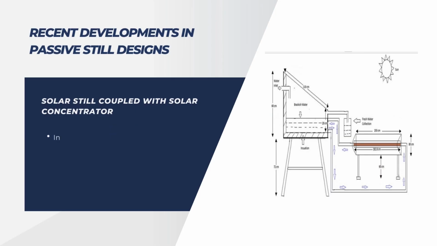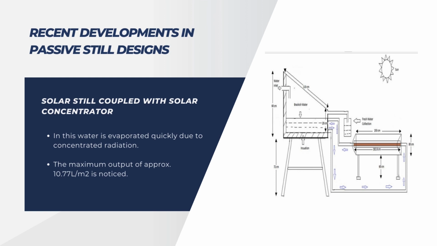Another one can be a solar still coupled with a solar concentrator, in which the parabolic concentrator heats up the water, and the water can be used for two purposes: for a hot water purpose, and for sending the heated water to the basin. In this arrangement, the basin water is supplied from the solar concentrator at very high temperature, so it evaporates very soon and also condenses on the inner surface of the glass cover because of the temperature difference between the water and the condensing cover, since in this case the water temperature is very high. The maximum output noticed is approximately 10.77 liters per meter square.